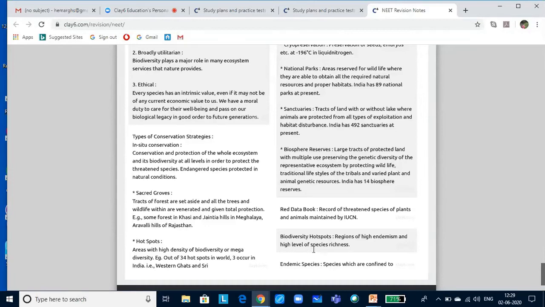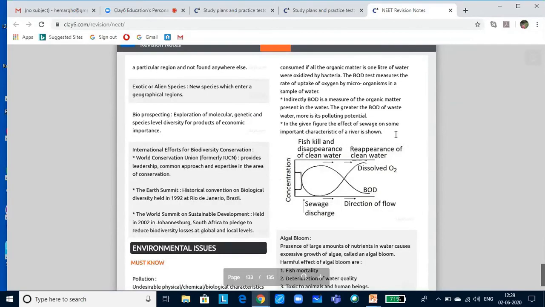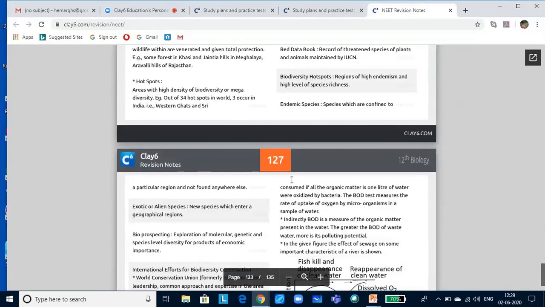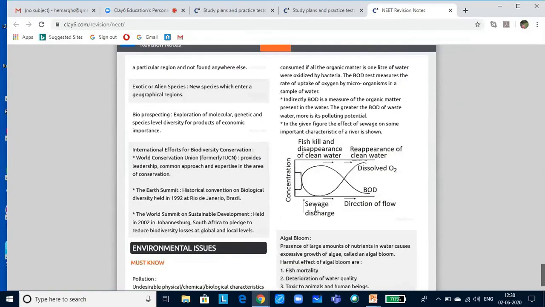Now, endemic species. The definition for endemic species is the species which is specific to a particular region and it is not found anywhere else. Exotic or alien species, new species which enter a geographical area. Now the last part is bioprospecting, that is exploration of molecular, genetic, and species level diversity for products of economic importance.